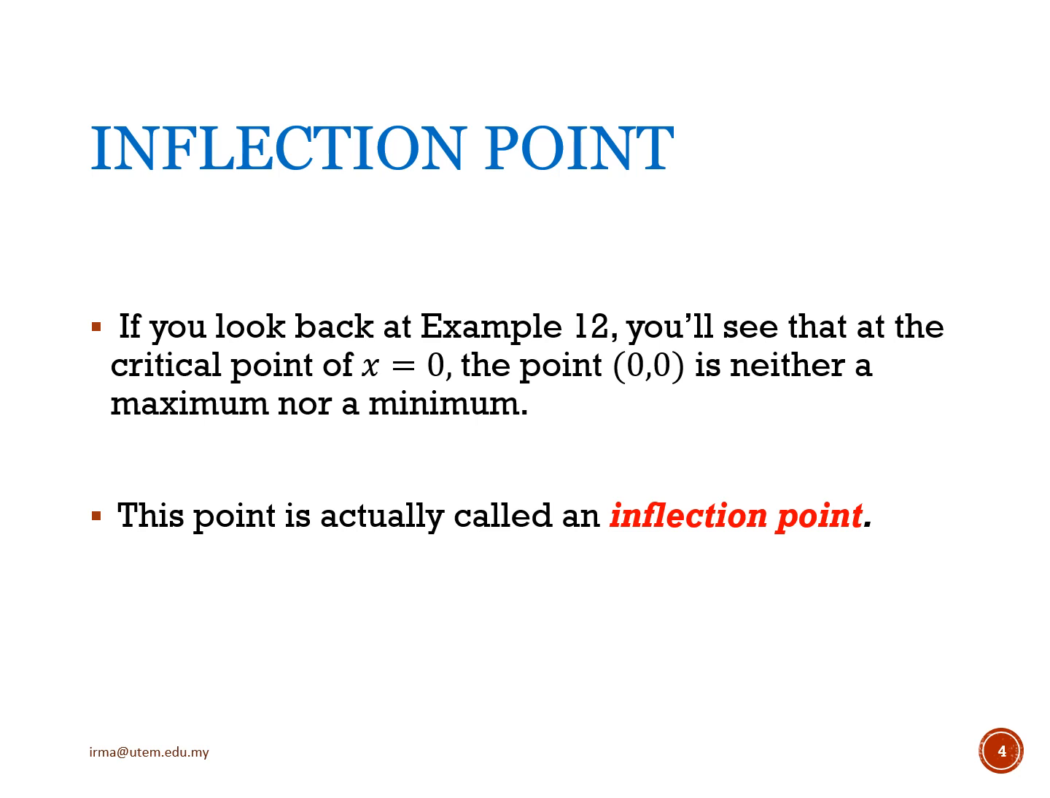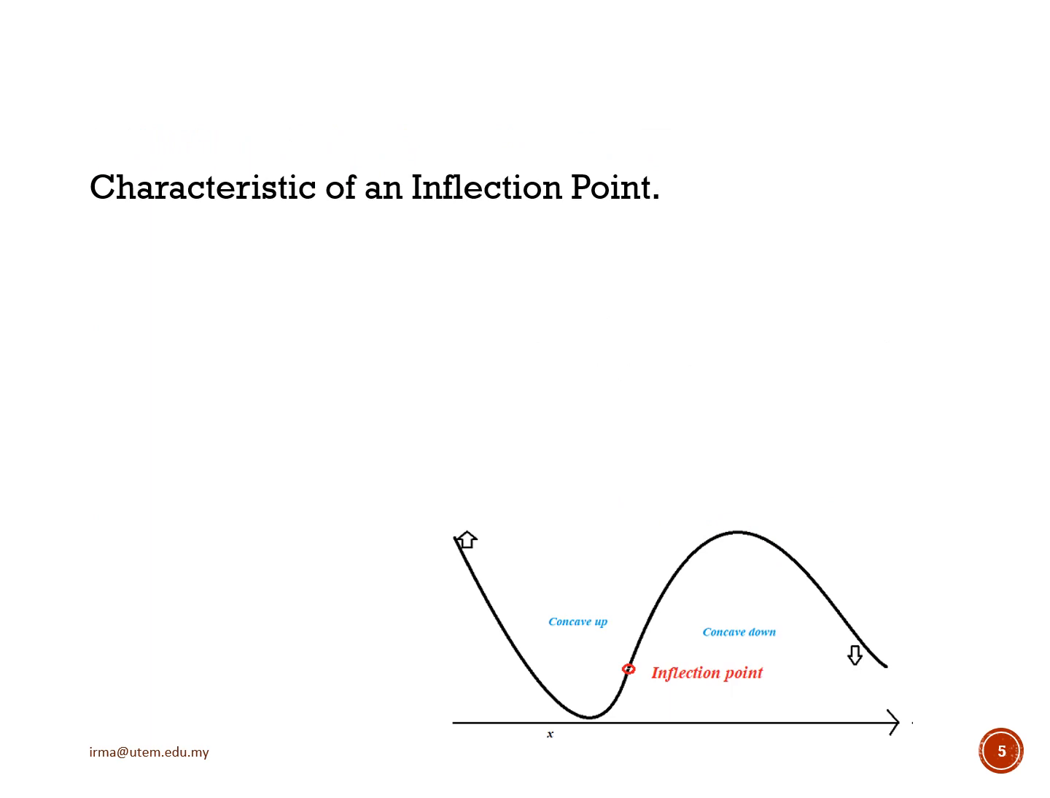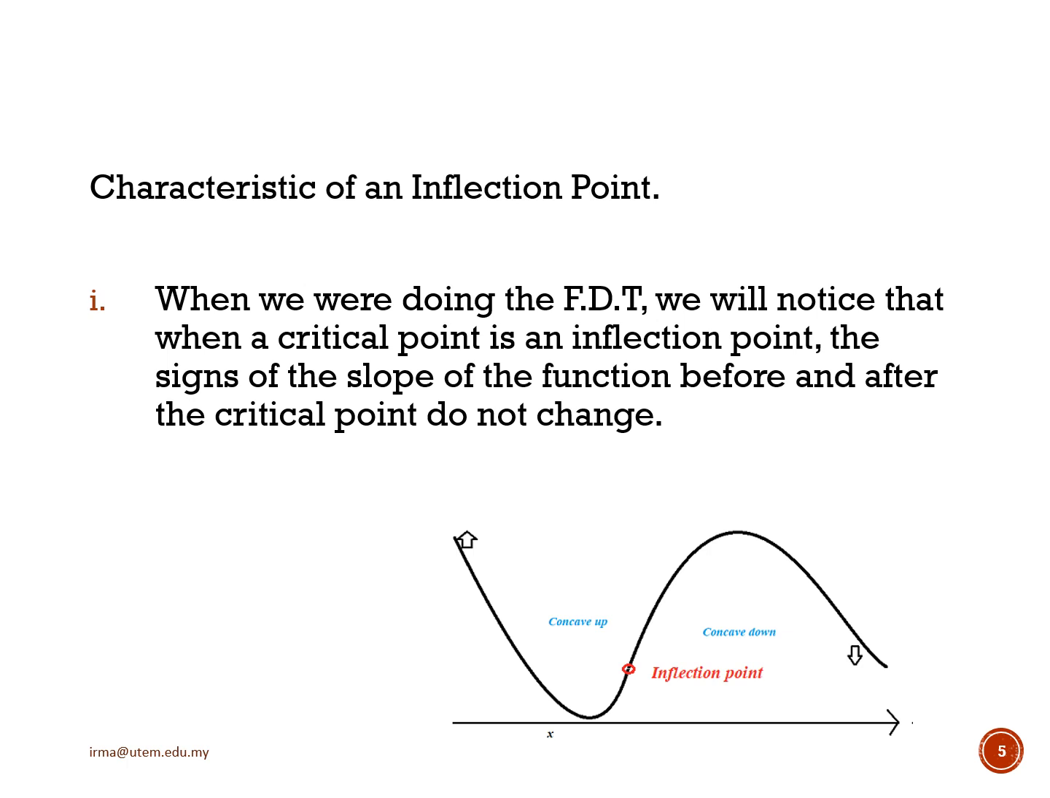Next, we proceed to inflection points. If you look back at example 12, you will see that at the critical point of x equal to 0, the point (0, 0) is neither a maximum nor a minimum. So actually this point is called an inflection point. This is the characteristic of an inflection point. Number 1, when we were doing the first derivative test, we notice that when a critical point is an inflection point, the signs of the slope of the function before and after the critical point do not change.